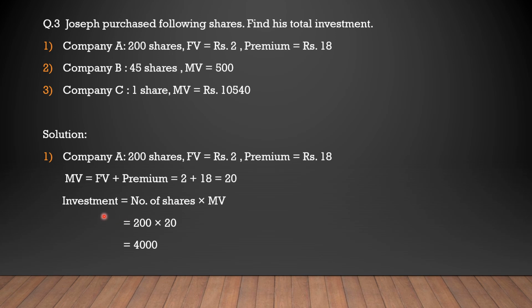Then investment. Investment is equal to number of shares into market value. So the number of shares is 200 and MV, market value, is 20. So 200 into 20 is equal to 4,000. So in company A, he invests rupees 4,000.